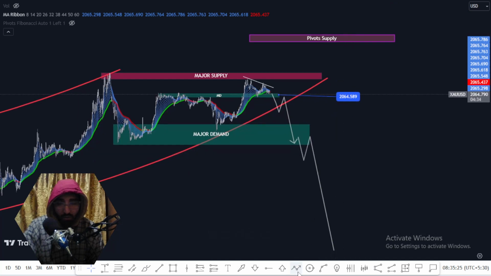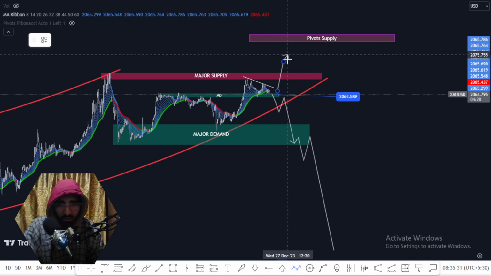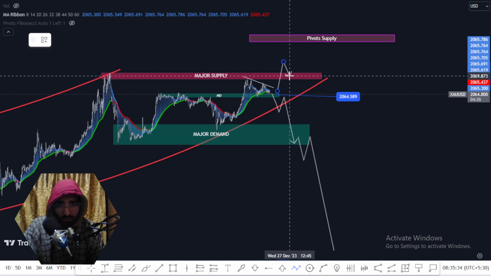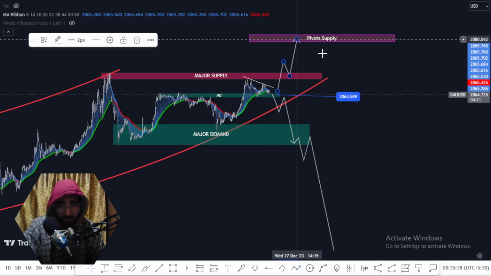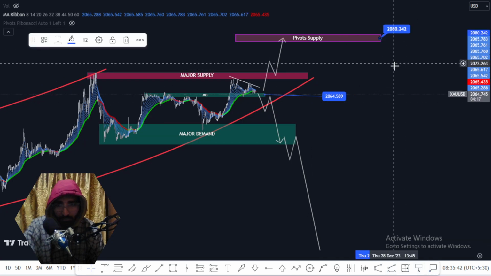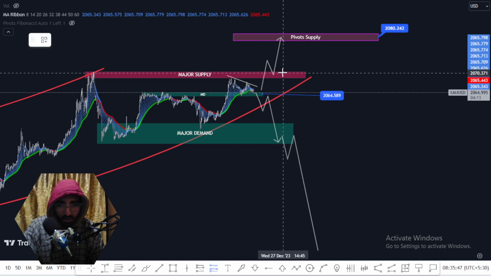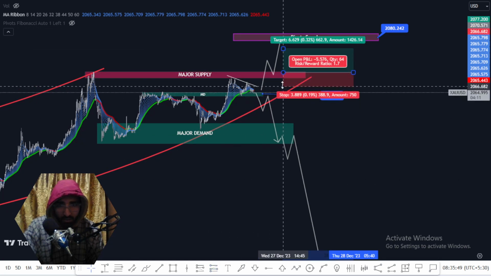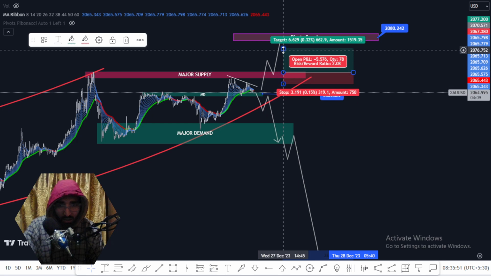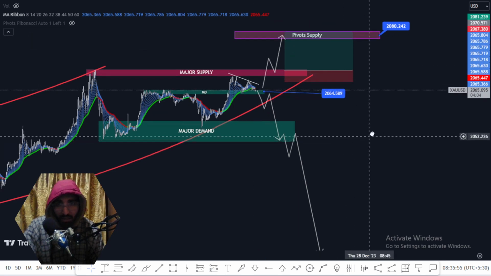Now the long strategy is simple. Wait for the breakout of this level, then if the price gives a little bit of pullback, read the price action here, put the trade, and your target will be the pivot supply, $2,080. Put your SL below the swing, and put your target like this, and that's how you are going to enter the trade.